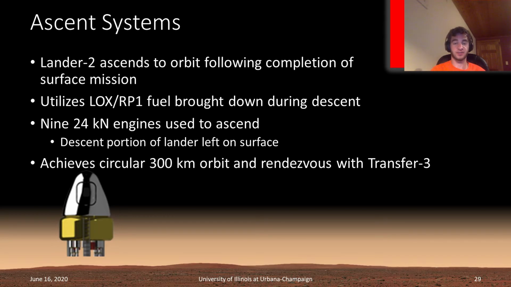on the surface. After ascending, the ascent system achieves a 300-kilometer orbit and a rendezvous with Transfer Vehicle 3. Once rendezvous has occurred, Transfer Vehicle 3 transfers the crew back onto an aerosynchronous orbit where they can rendezvous with the remaining crew members who have been in orbit.